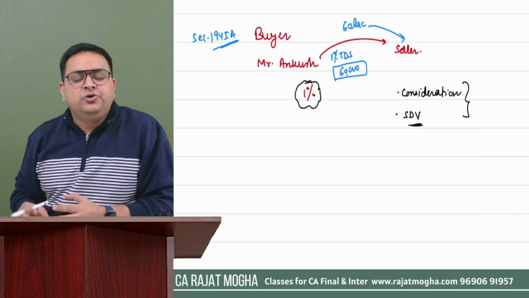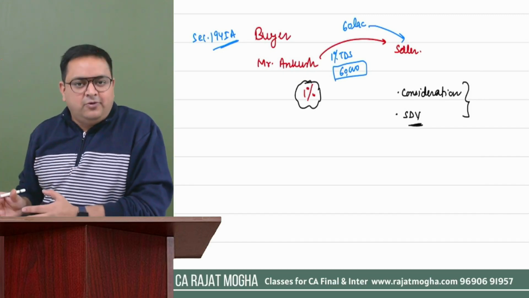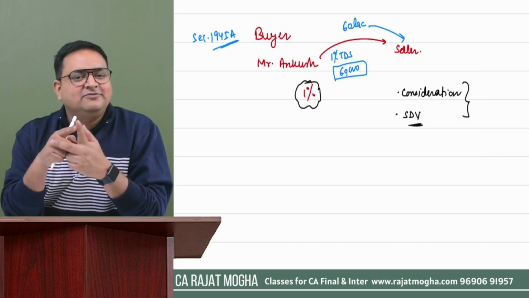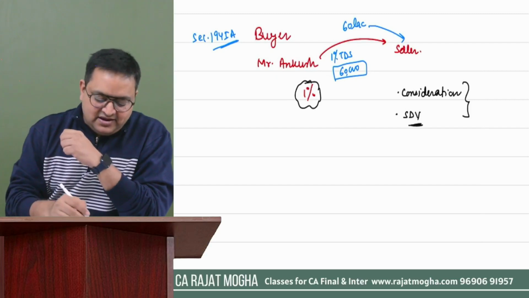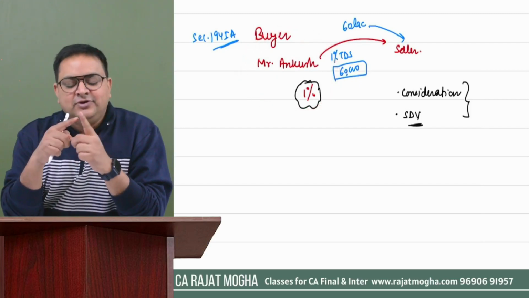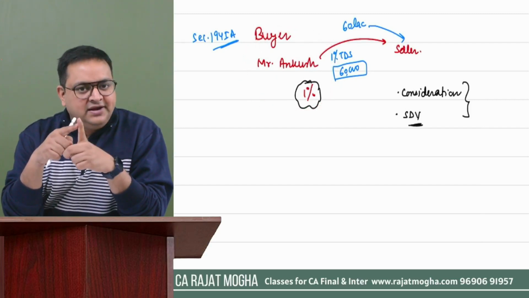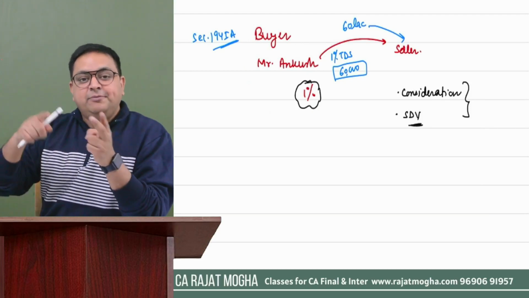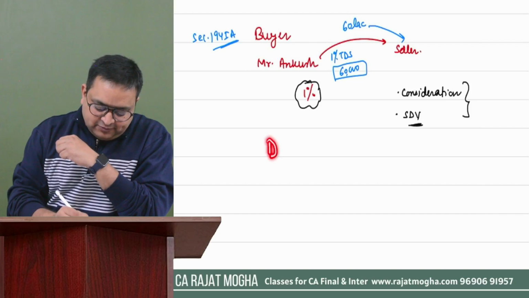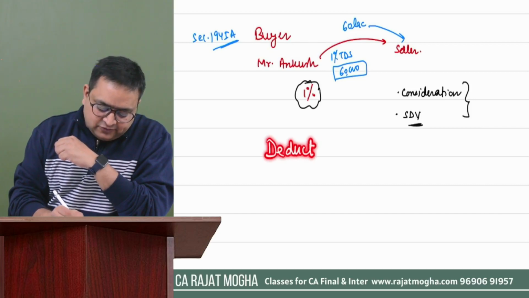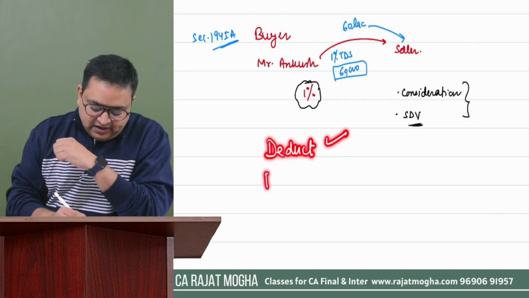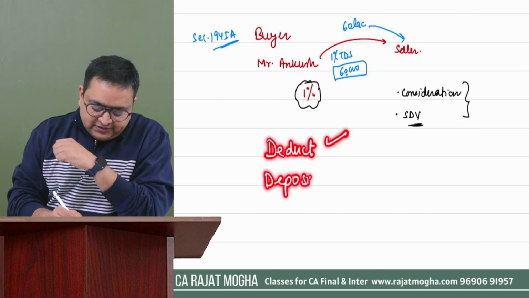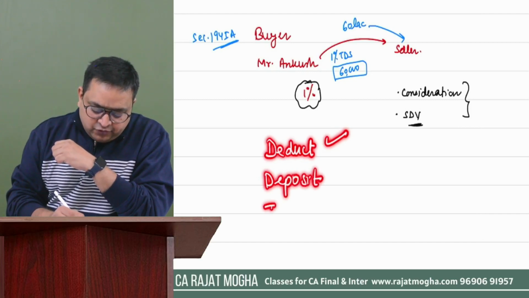What should Ankush do now? He should deposit the amount. Tell me, what was the responsibility of the TDS deductor? Here the TDS deductor is Ankush. So his first responsibility is to deduct the TDS. Okay, he has deducted the TDS. Second responsibility is that he should deposit the TDS. Then you have to furnish the TDS return also.